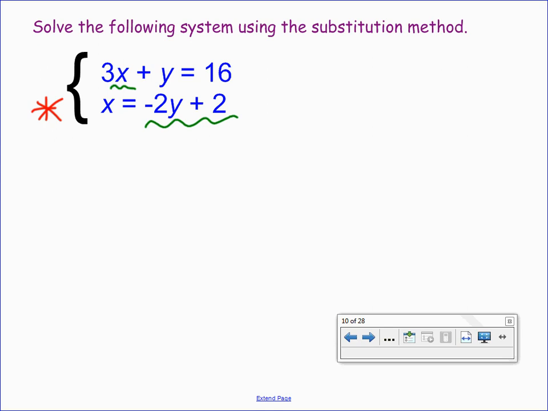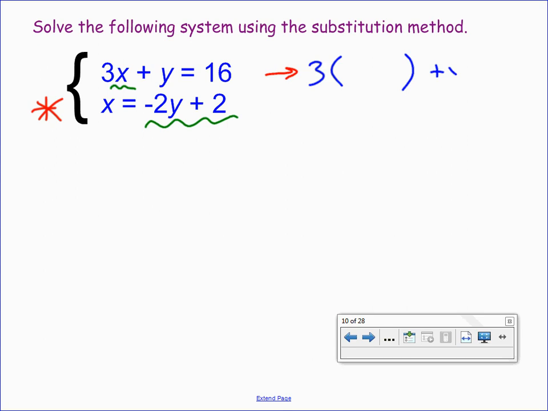So Andrew says, let's rewrite the first equation. 3x plus y equals 16, except everywhere we see an x, we're not going to put x. We're going to put the negative 2y plus 2. That's what x equals. So here we go.